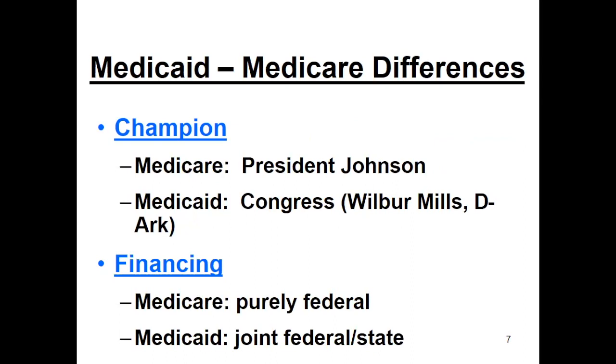Just to give you a little bit of a history lesson, in the early 1960s, the champion of Medicare was President Lyndon Johnson, who really picked up the ball from President Truman in the 40s to provide some type of national health insurance for older adults. And then at the last second in 1964, when the Medicare legislation was being deliberated, a very powerful congressman from Arkansas named Wilbur Mills, who was the chair of the House Ways and Means Committee, proposed Medicaid and attached it to the Medicare bill. The financing of Medicare, again, is purely federal, and for Medicaid, it is federal and state.